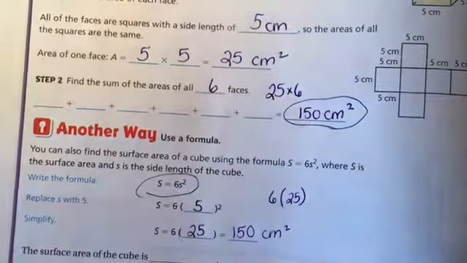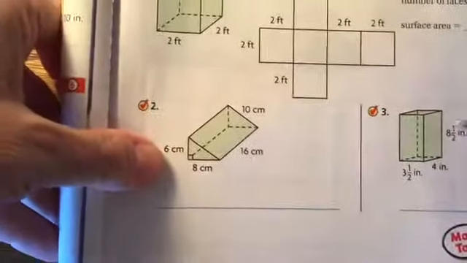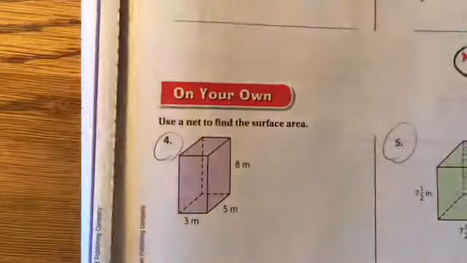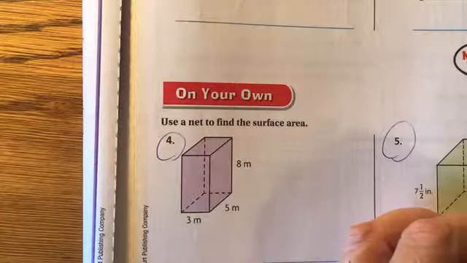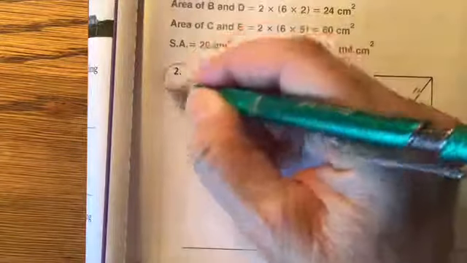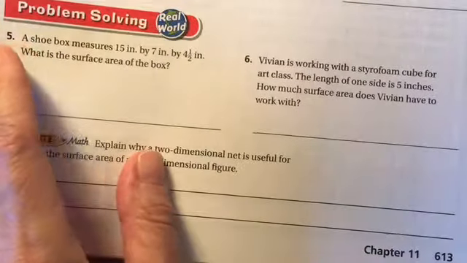Okay, so why don't you try, let's go on the next page, and this time I'd like you to try these with the surface area formula. So page 611, all right, let's do number 3, 4, and 5. And if you have time, why don't you come on over here and, I don't know, I guess just do one more. Number 2 on page 613.